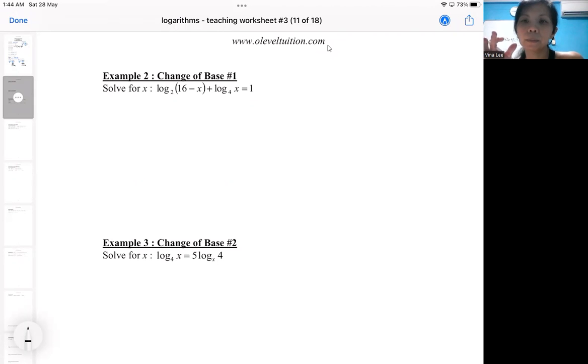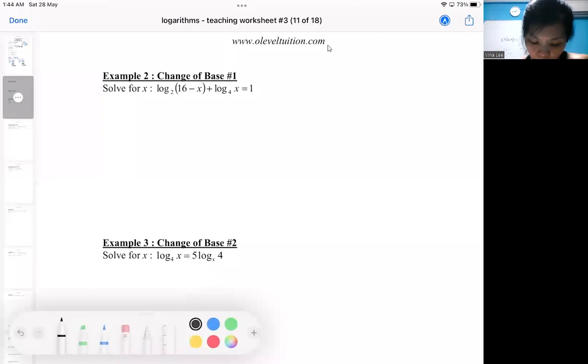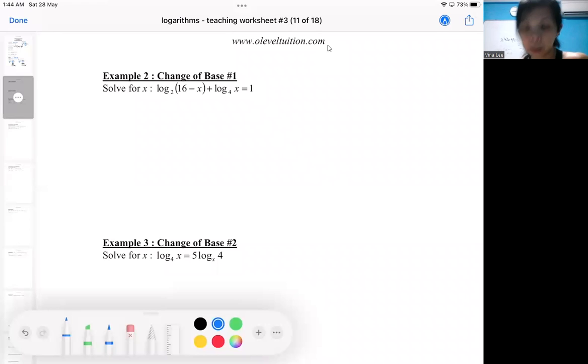So we already looked at how we reduce the number of logs, get rid of a log, to eventually solve for the value of x in a logarithm equation. In order to do that, the base has to be the same. For example, in this case, I have 1 log plus 1 log, but both of them have different bases. So how do you decide? How do you change a base?